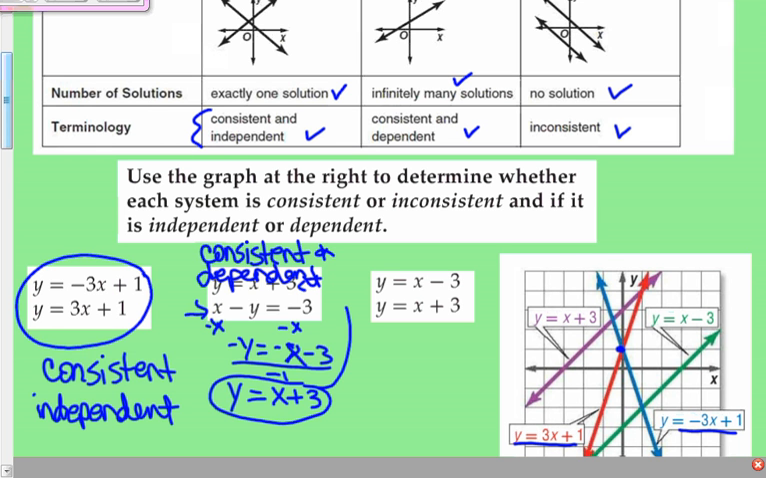All right, last one. Look at y equals x minus 3. It's the green line. And y equals x plus 3 looks like the dark blue or purple line. It's hard to tell. When we look at these two, they're parallel. They're never going to cross. So we're going to call this one inconsistent. There's no solutions. So you'll use your chart, and that's what you're going to use in your assignment. All right, let's look at the next part of your assignment.